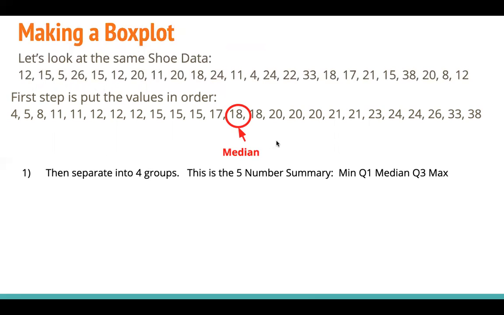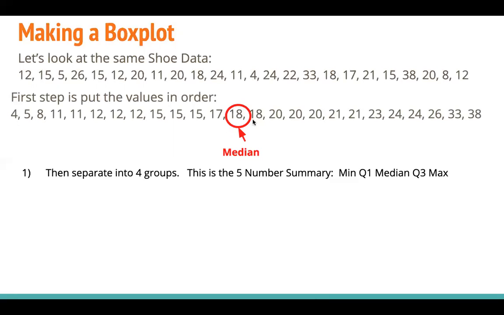When I got to this median, there were 25 data values. So the 13th is right in the middle. 1, 2, 3, 4, 5, 6, 7, 8, 9, 10, 11, 12, 13. And I get this 18. It's an odd number. Now that leaves 12 on either side, 12 below, 12 above. So let's find the middle of these 12.